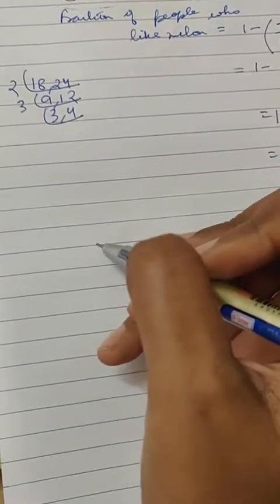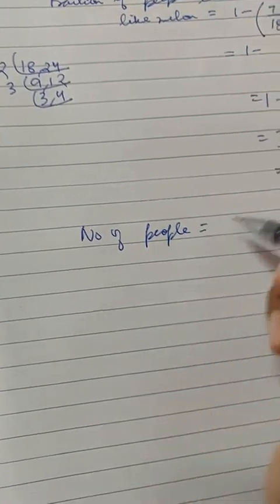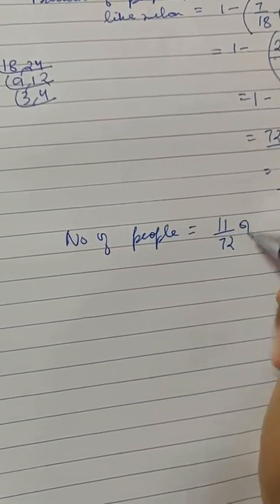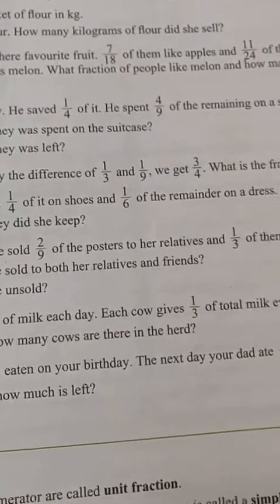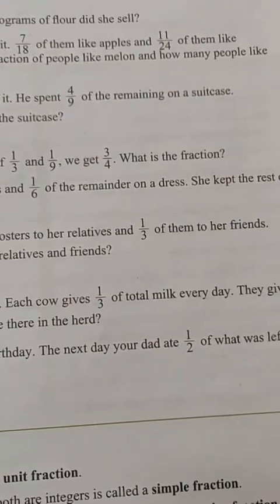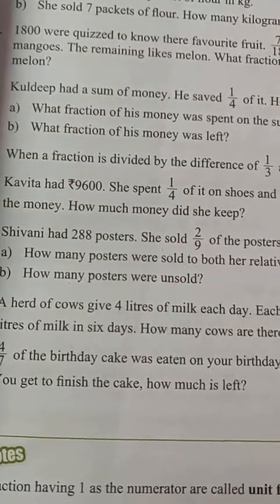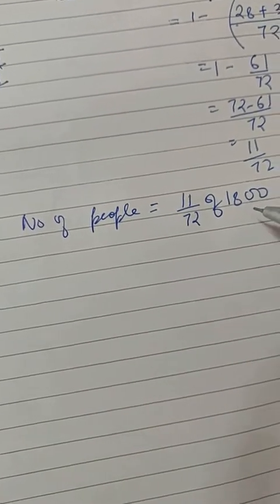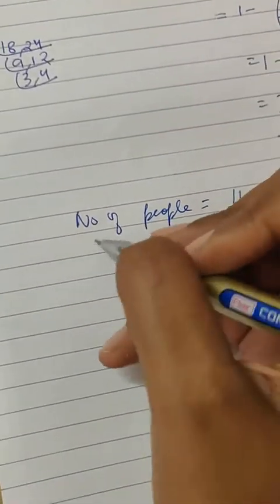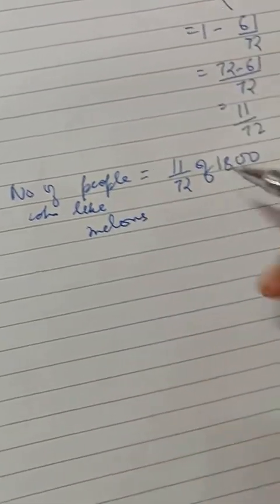So if I want to find out the number of people now, the number will become easier because we have taken out the fraction. 11 upon 72 of total. Like 7 upon 18 of total will give you the number of people who like apples, and 11 upon 24 of total will give you the number of people who like mangoes. Similarly, 11 upon 72 of 1800 will give you the number of people who like melons.